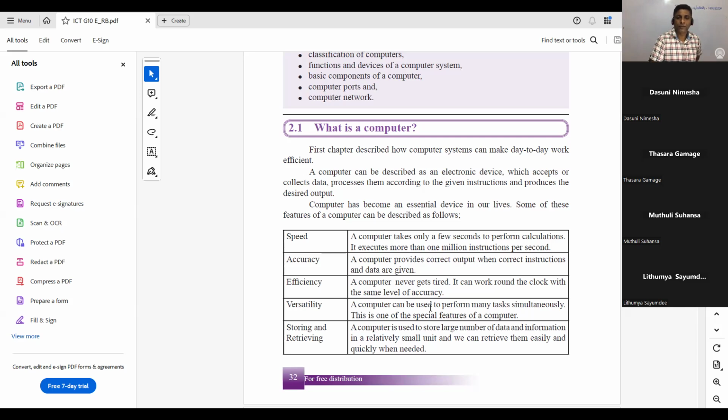Versatility. A computer can perform tasks simultaneously, many tasks at the same time. One good example, can someone give me an example? You can read a document while listening to the music, right?